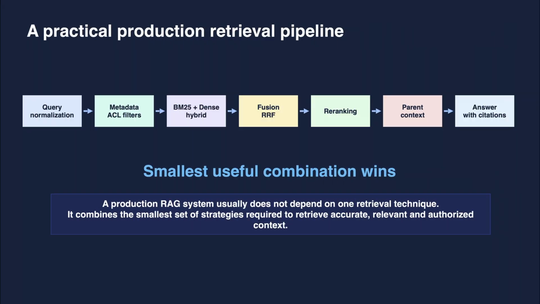Let us bring the complete production pipeline together. Prepare the query, apply metadata and ACL filters, run BM25 and dense retrieval in parallel. Fuse the results, re-rank the candidates, expand the selected parent context, and generate the answer with citations. The goal is not maximum complexity. The smallest useful combination wins. A production RAG system should use only the strategies required to retrieve context that is accurate, relevant, and authorized.